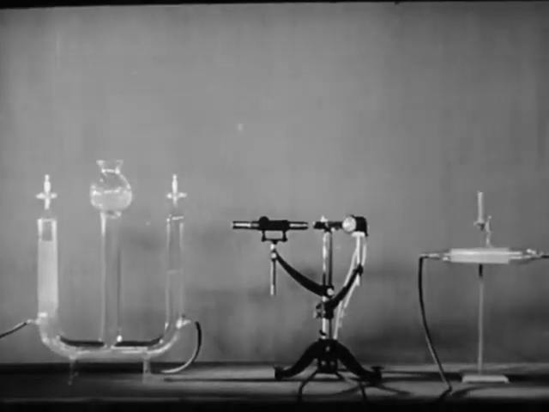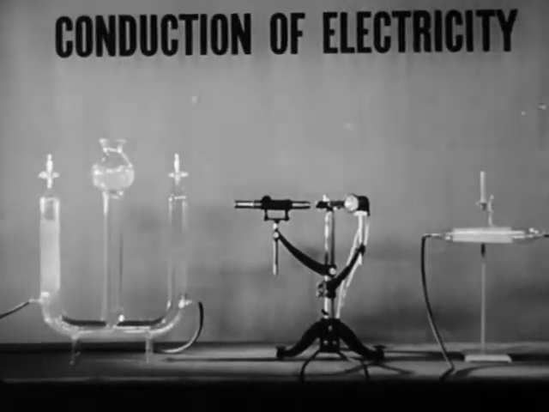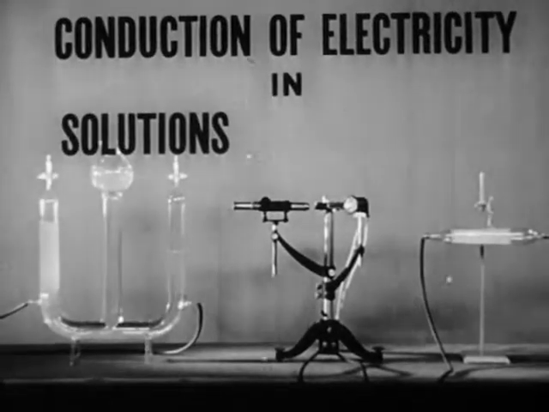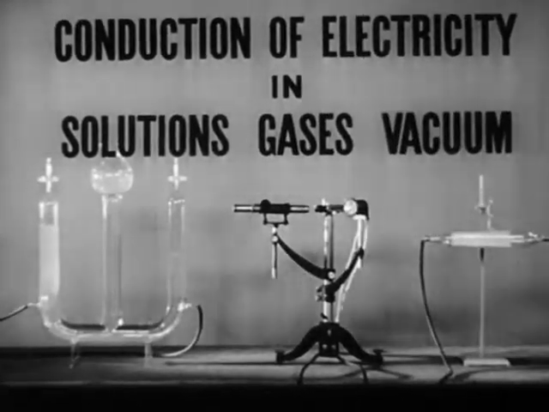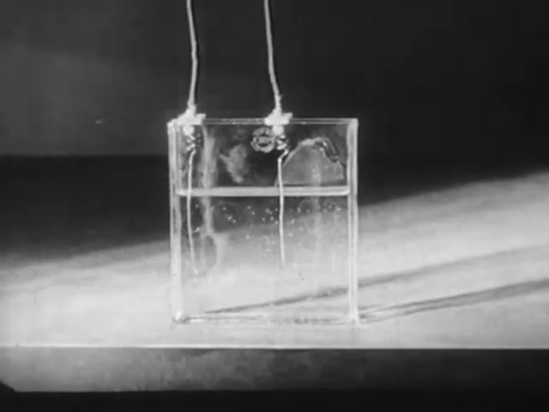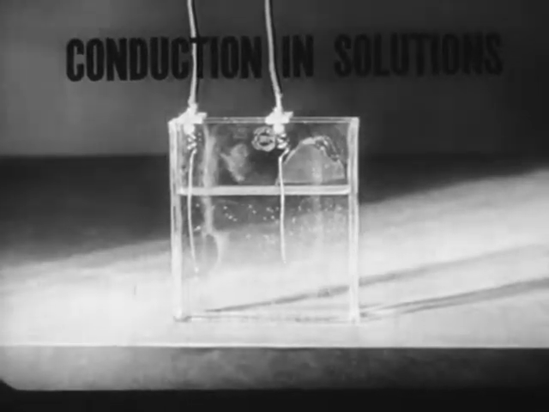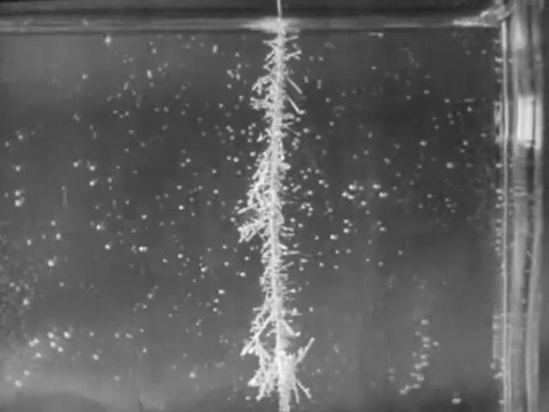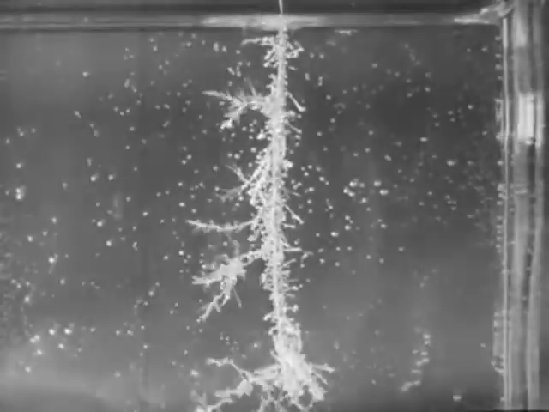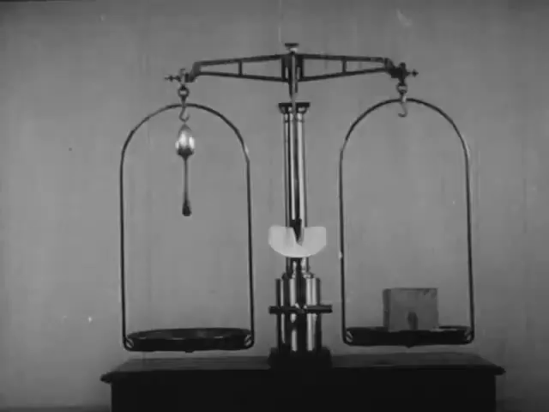Electricity consists of unit elementary phenomena: the conduction of electricity through solutions, through gases, and through vacuum. In passing a current through a solution of silver nitrate, we find that metallic silver is deposited out. An exact relationship exists between the weight of this silver and the amount of electricity used.